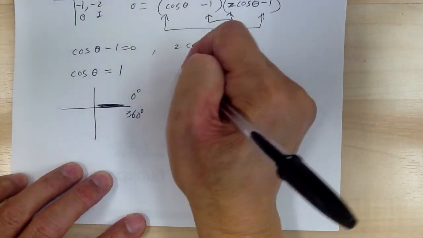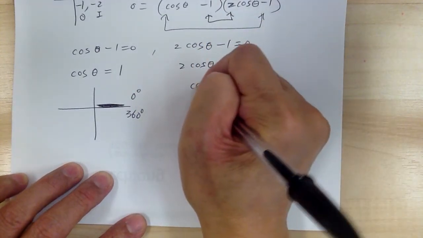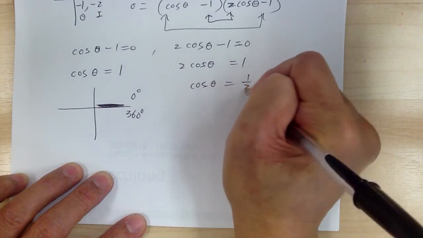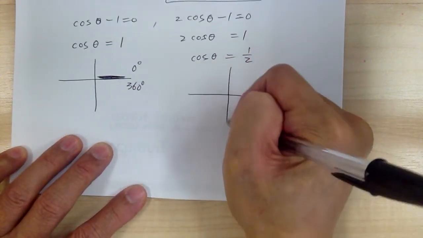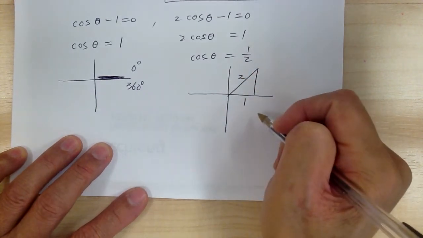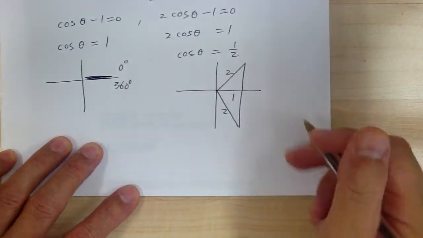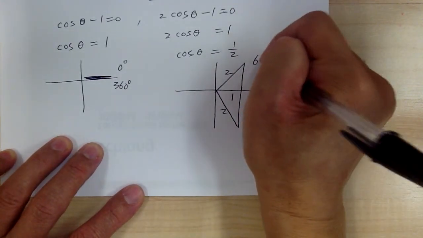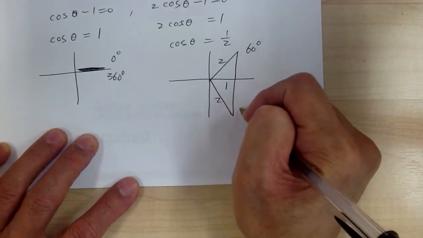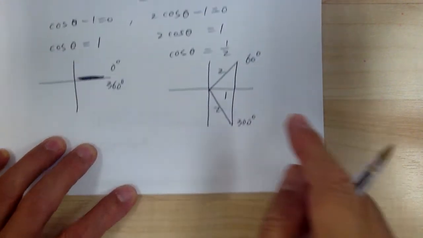Now over here, you're going to get 2 cosine theta equal to 1. So cosine theta equal to 1/2. So when you draw your triangle, it's going to be right over here. So 1/2. And also this one down here. Right, there are 2 possibilities. So this is 60 degrees. And this is 300 degrees. Now you have to go around the circle one more time, right?